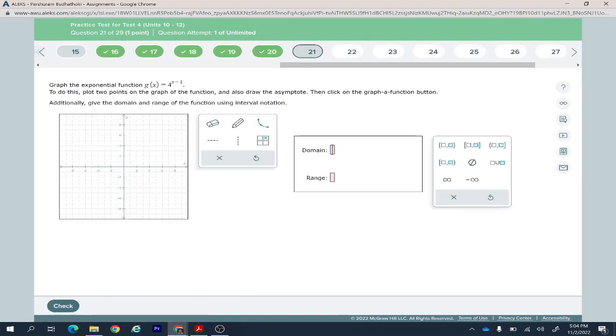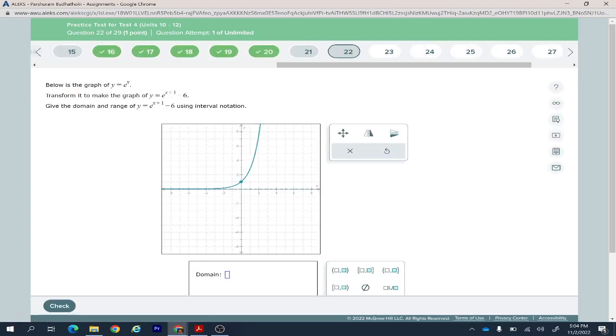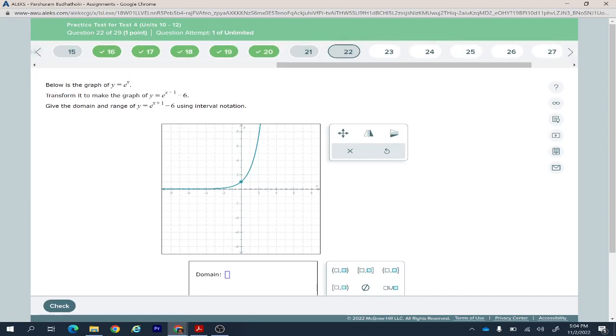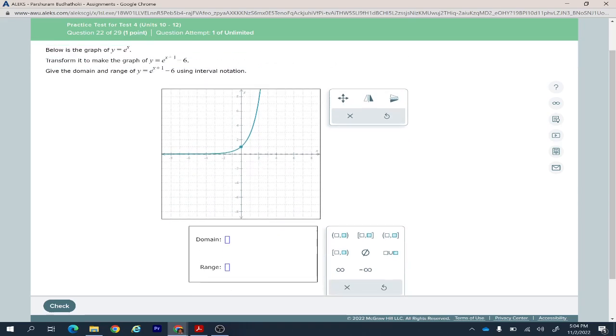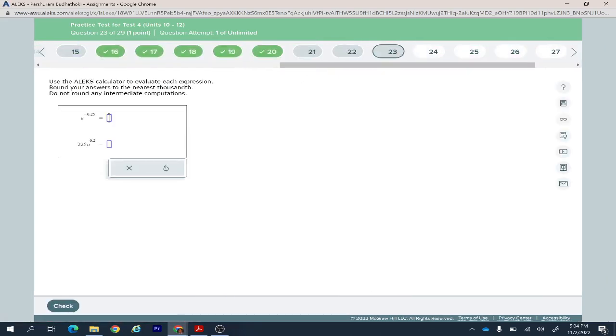Very similar idea to what we did in problem 19, so I'm going to skip that. Yes, this is also the very same idea. Use the translation. +1 means a left shift of 1 unit. -6 means a vertical shift down 6 units. Okay, and find the domain and range. After finding all this, finding the domain and range is very easy.